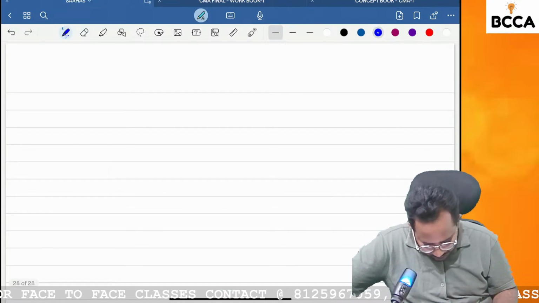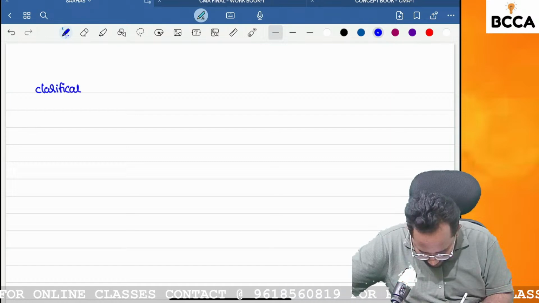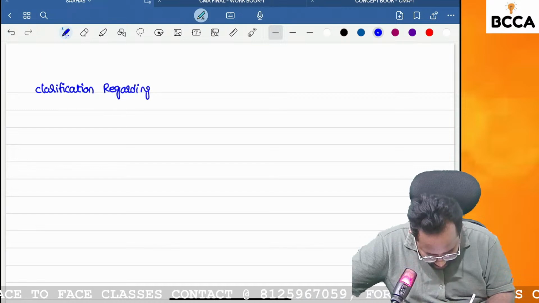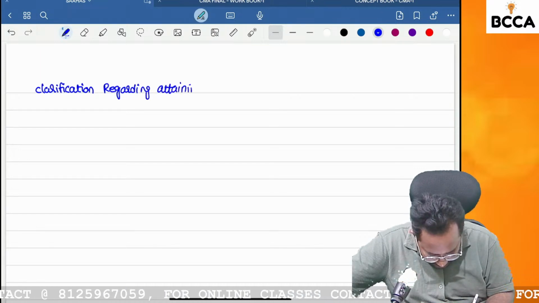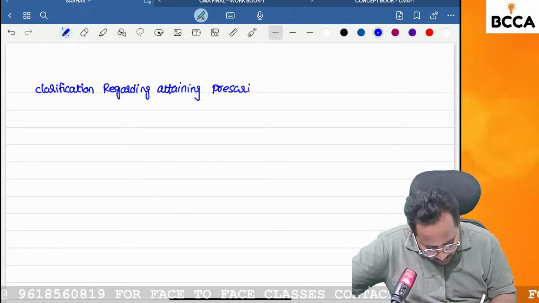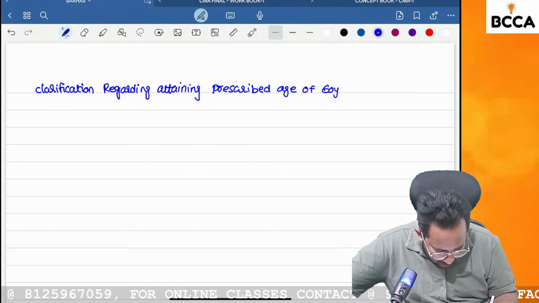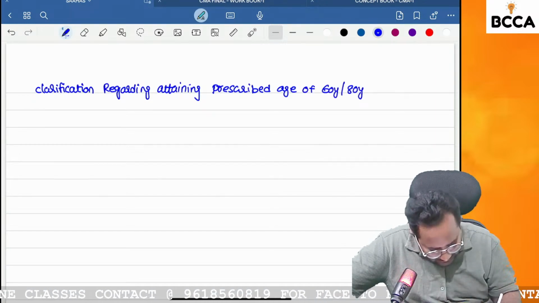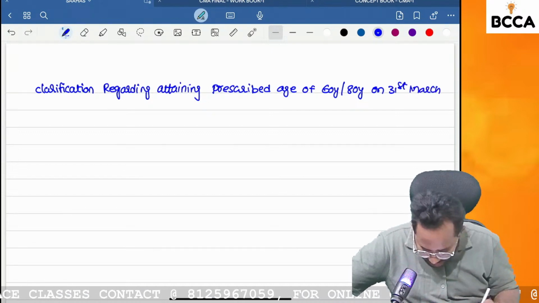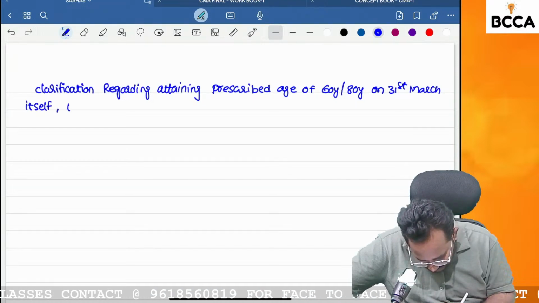Just a clarification regarding attaining the prescribed age of 60 years or 80 years on 31st March. On 31st March itself. So I am giving just the heading only, no need to think about it.